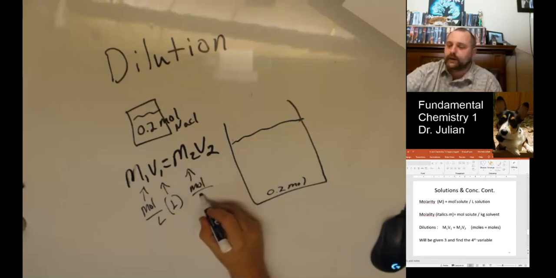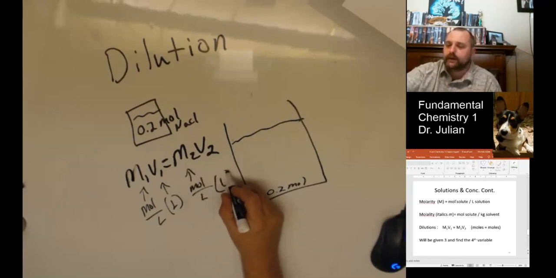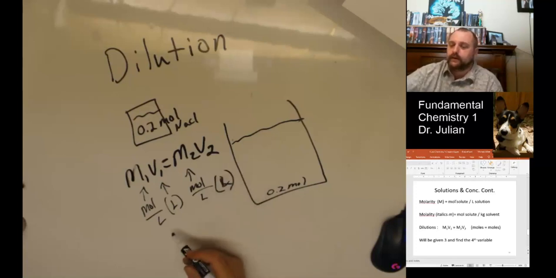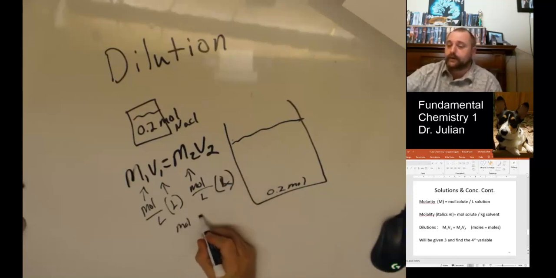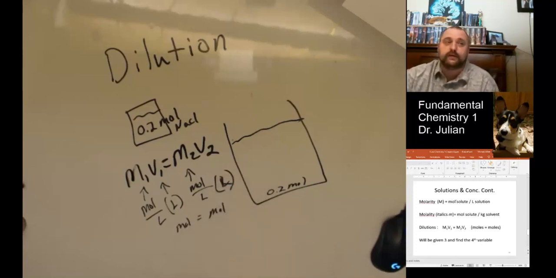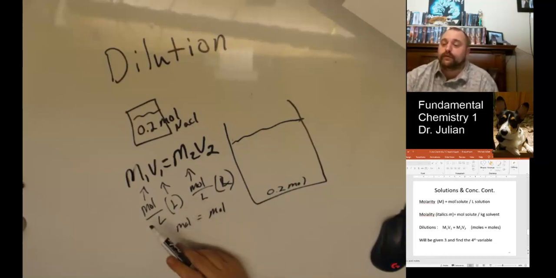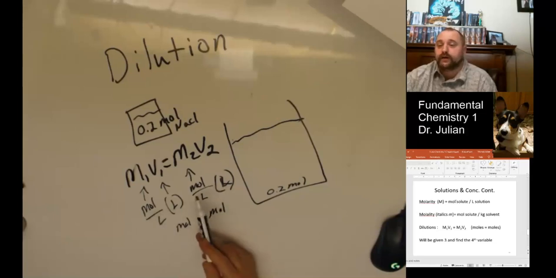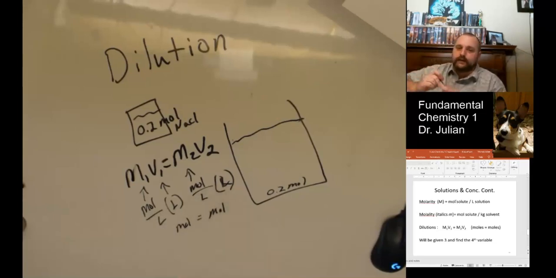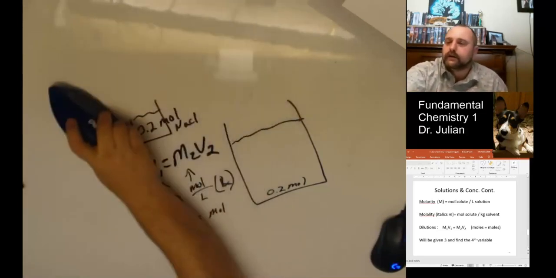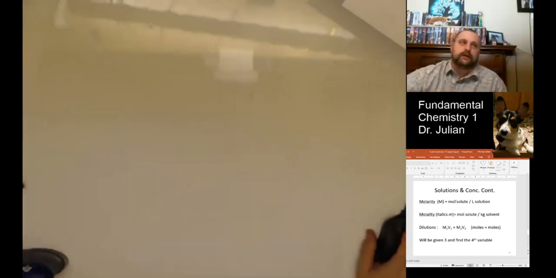Well, what happens when I multiply these by liters? I get moles equals moles. The moles we started with is equal to the moles we end with. These problems are nice and easy. We'll give you 3 out of the 4 variables. You solve the 4th. Man, super easy. They're great. Love those. M1V1 equals M2V2. Give me 100 of those on a test. I'm testing. Take them all day.